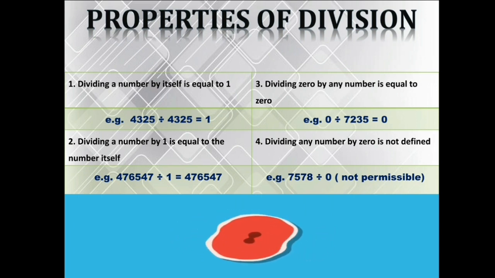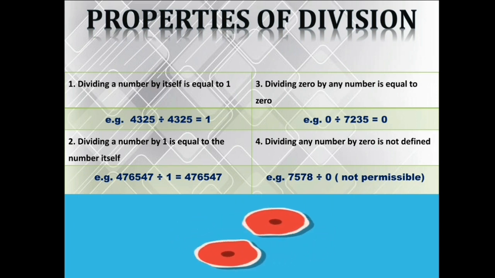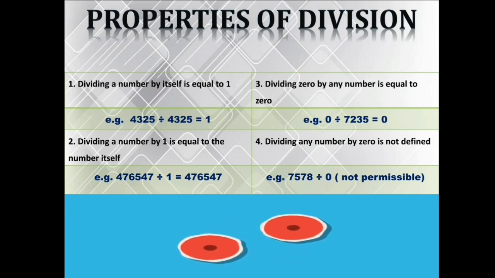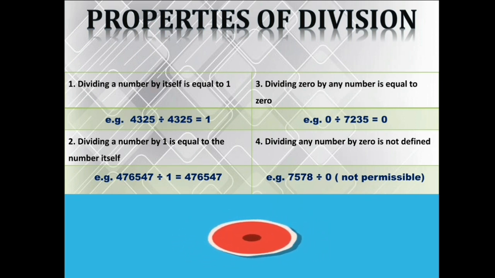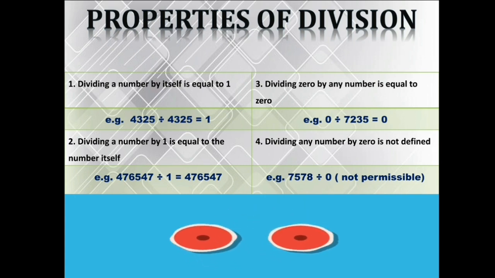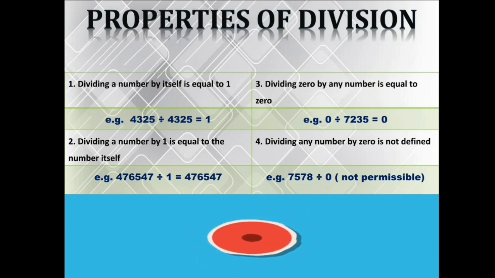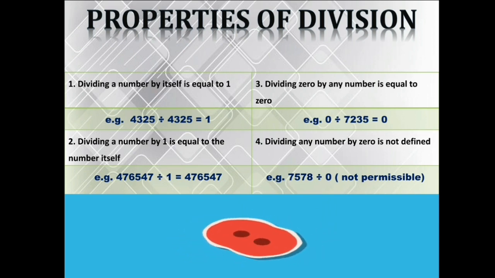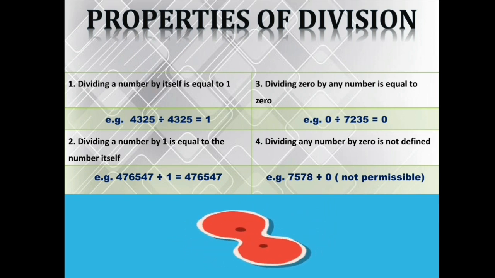Properties of division. The first property is dividing a number by itself is equal to 1. When we divide a number with itself, like 2 divided by 2 is 1, 5 divided by 5 is 1. Same way, 4325 divided by 4325 is equal to 1.